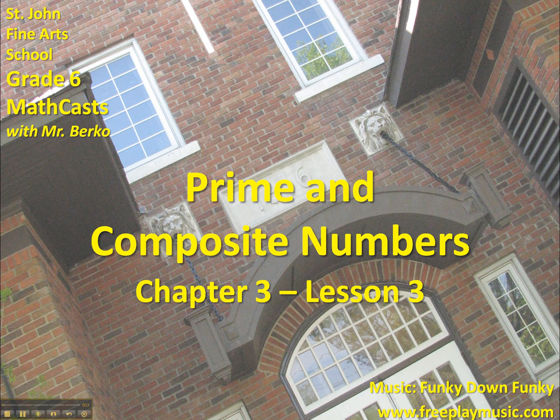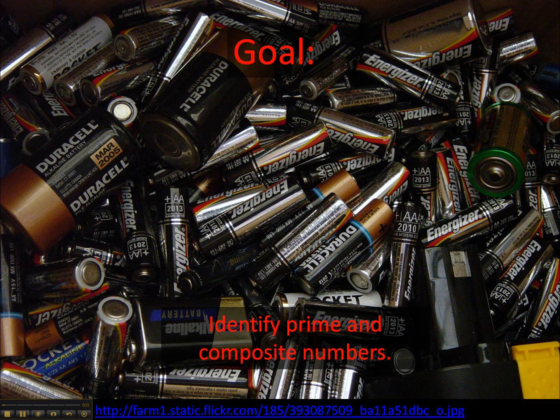Let's get started. Our goal today is to identify prime and composite numbers. We've already explored prime numbers a little bit, and without really mentioning composite numbers, we've also been exploring composite numbers. Prime numbers are numbers that can only be divided by two different factors, and that is number 1 and itself. So for instance, 3 is a prime number. It can only be divided into one group of 3 or 3 groups of 1.